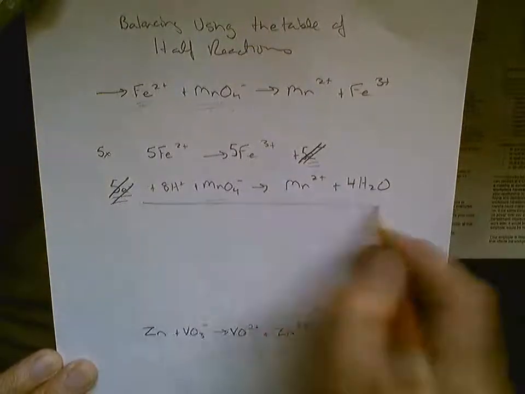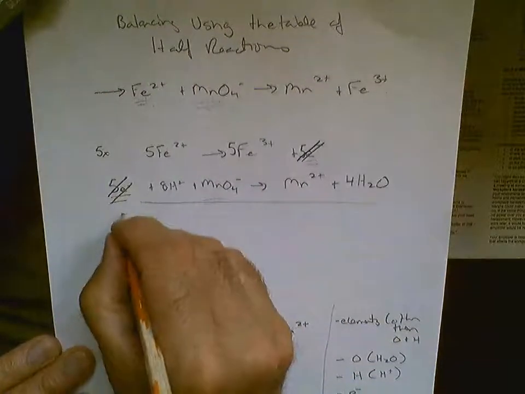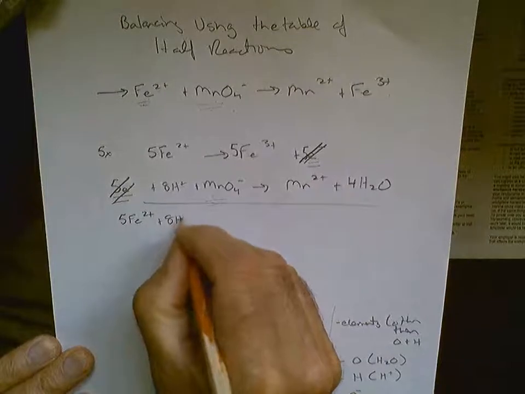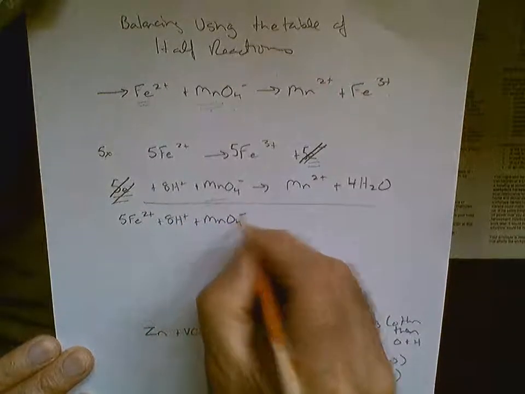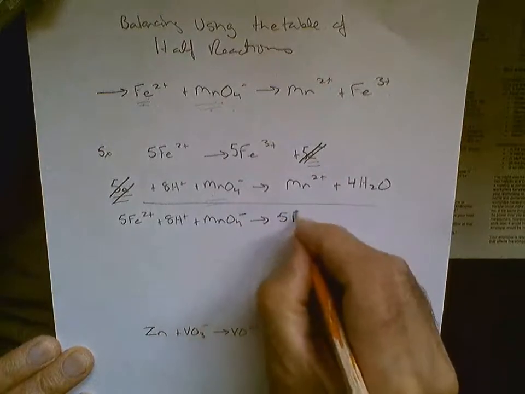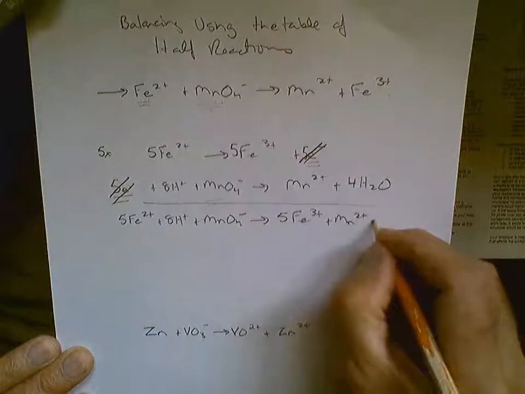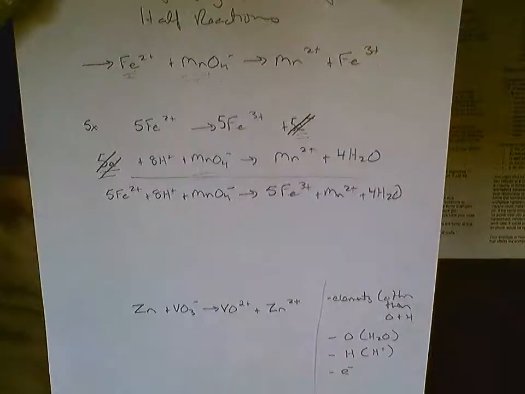Okay, now all you do is you draw a line and you add everything up. So we have 5Fe2+ plus 8H+ plus MnO4 negative gives 5Fe3+ plus Mn2+ plus 4H2O. That is balanced right there. Okay, so you can prove you're balanced by adding things up.